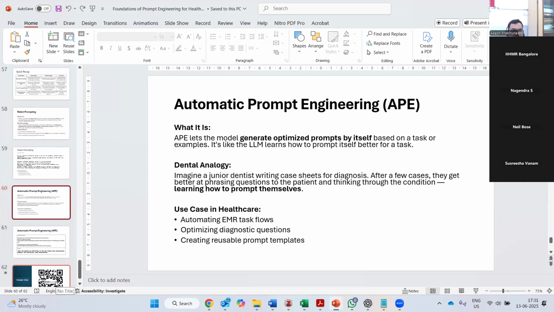The last thing today, and again, a bigger thing for next time, is automatic prompt engineering. If possible... no, we are short of time. It will really help you, in most cases.